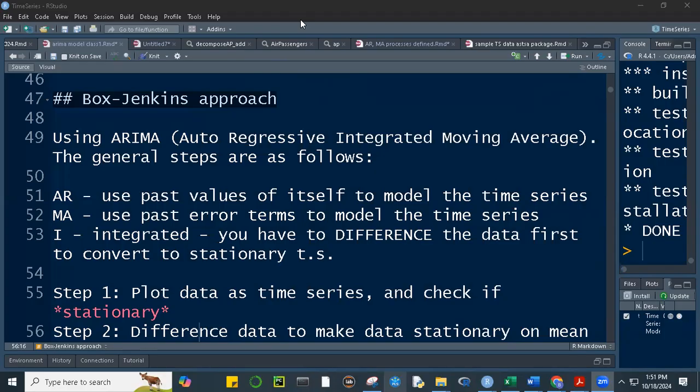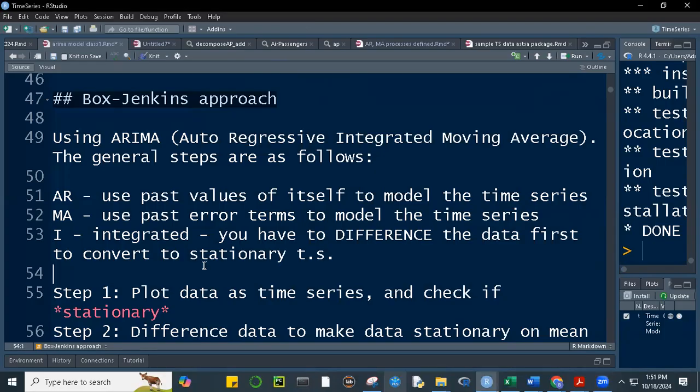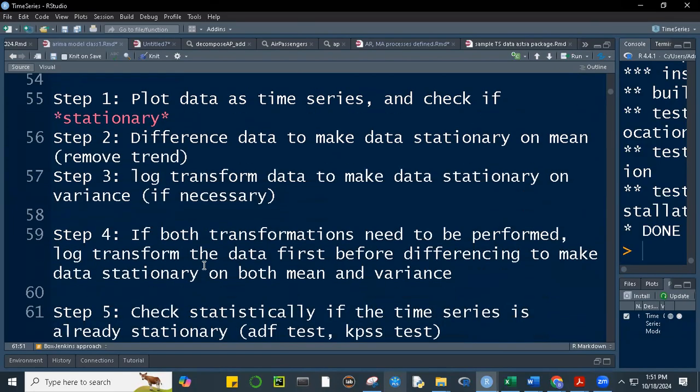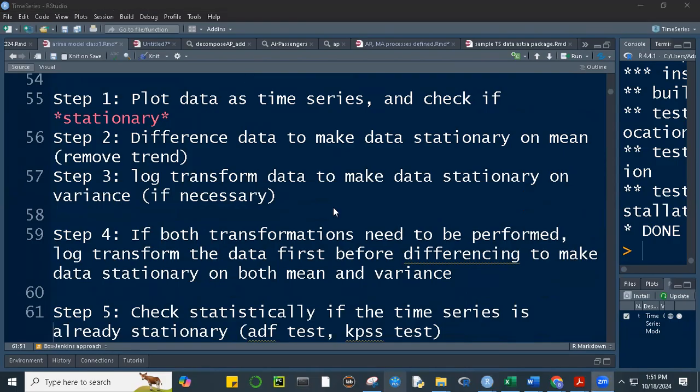Okay, good. All right. So how do we now do ARIMA? These are the steps, class. First step, let's plot the data and see if it's stationary. If it's not stationary, then you will have to transform the data. How do we transform the data? It depends, class, on how your data looks.